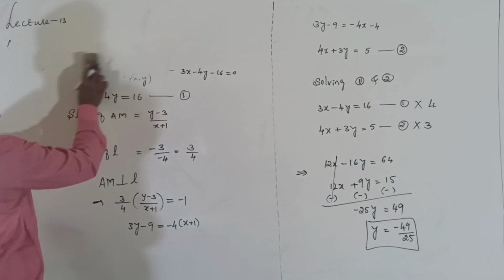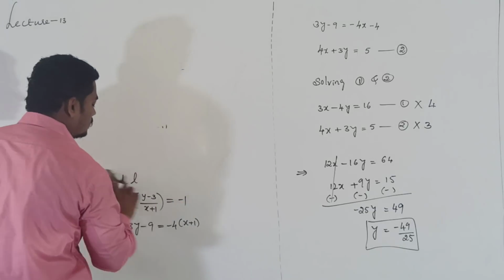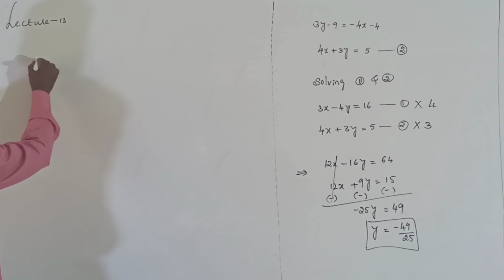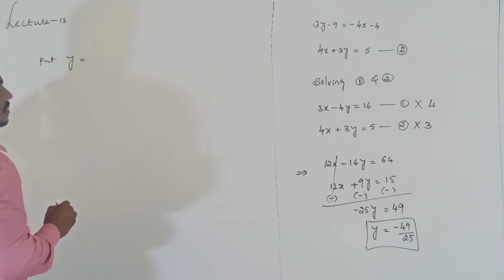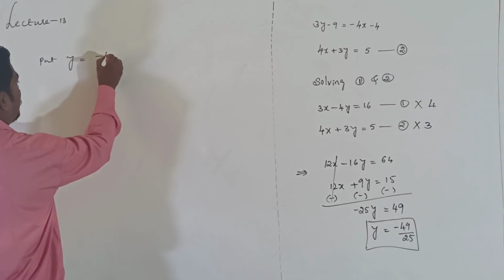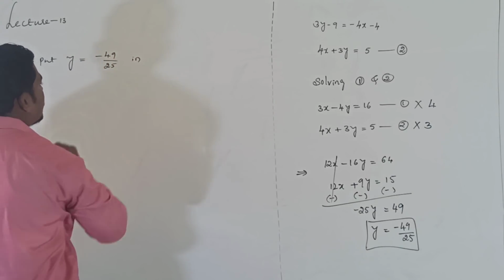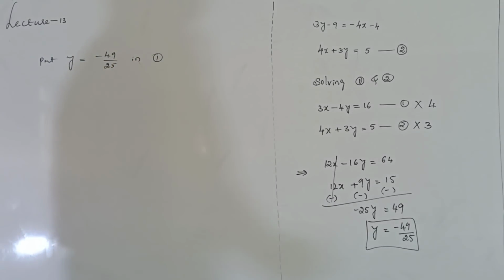After getting the y value, put y is equal to minus 49 divided by 25 in equation 1. What is our equation number 1?